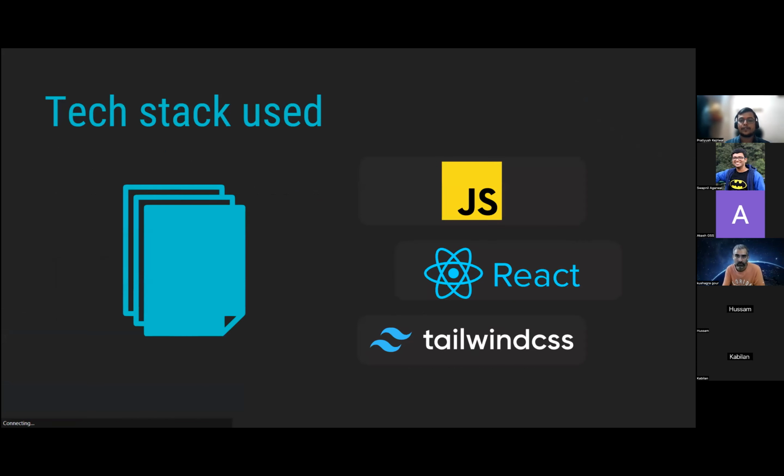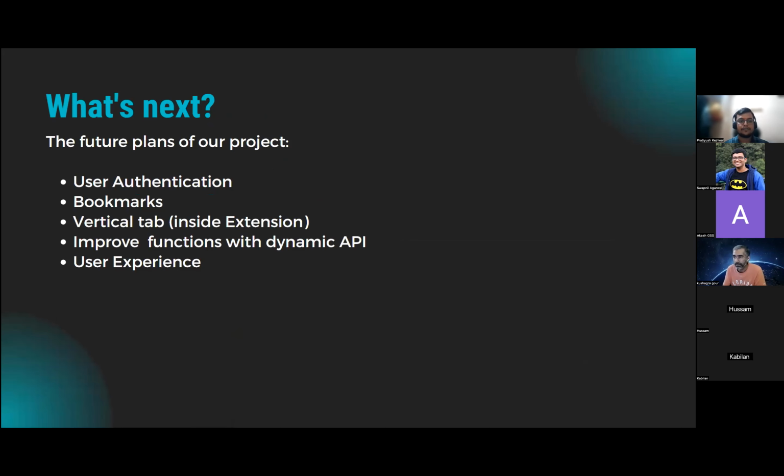The tech stack we have used is JavaScript, React.js, and Tailwind CSS for the designing. Our future plans for the project: we can include user authentication, bookmarks, and vertical tabs inside the extension. We can also improve the functions with a dynamic API and, last but not least, improve the user experience.